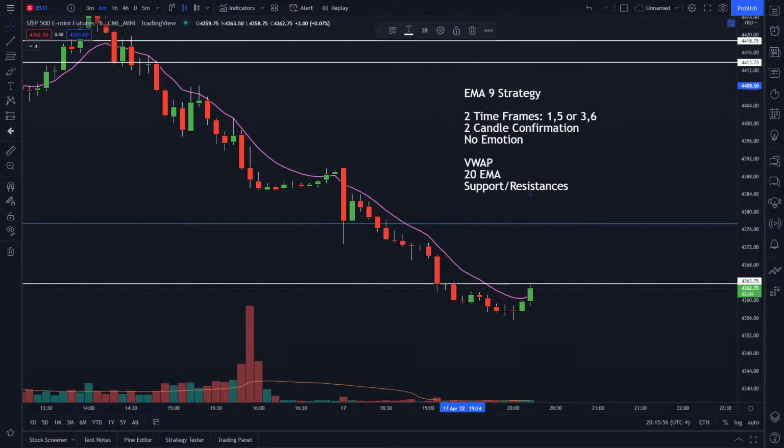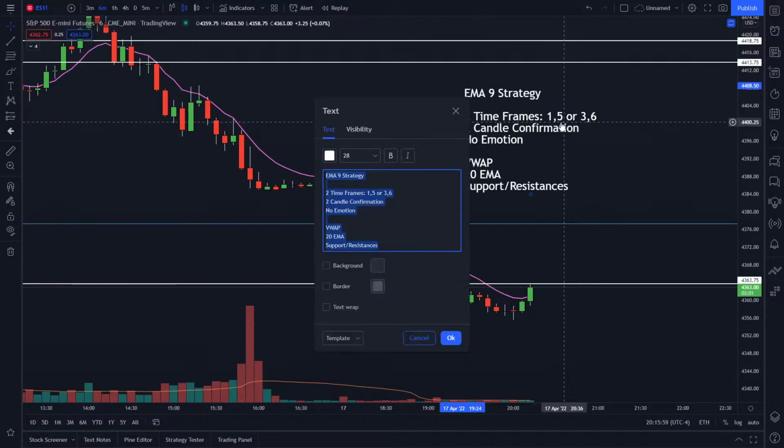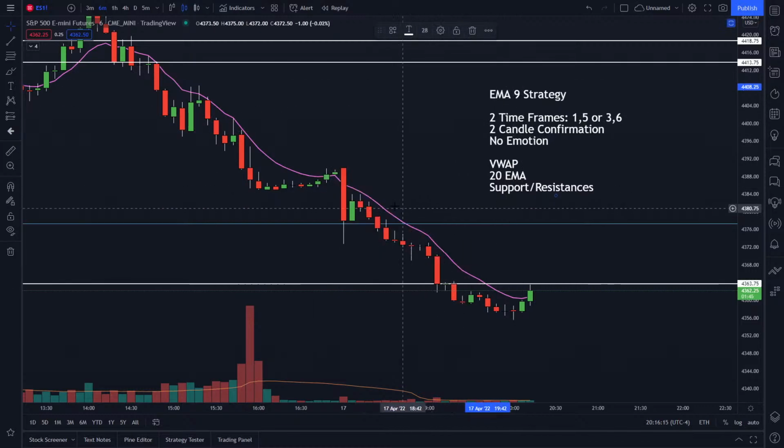Support/resistances. So it all stacks on top of each other. Okay, and what I'll do next is show you guys kind of what that looks like when it all is stacked together. And then I'm also going to show you guys another strategy that has to do with the 9, but after that.